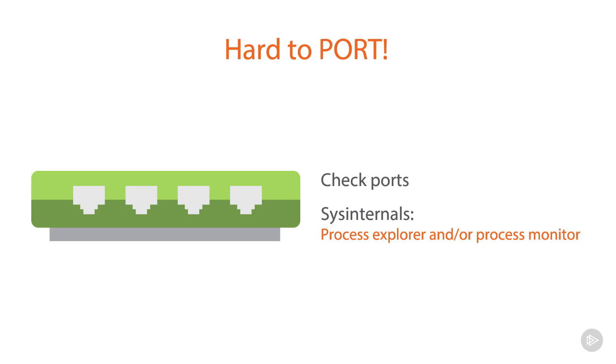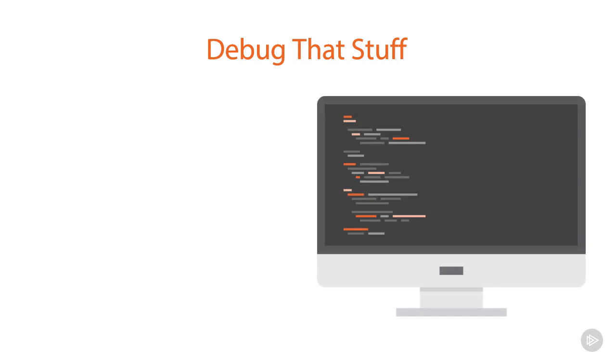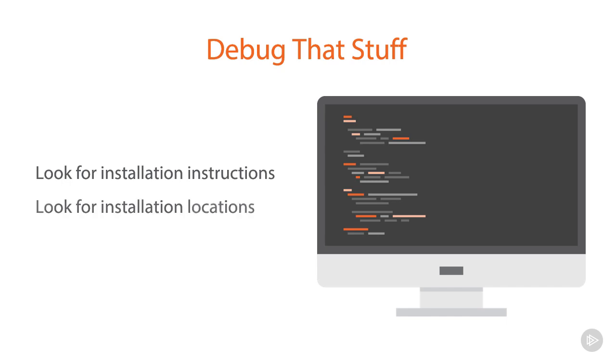The next step that you'd want to go through when you're analyzing your malware is to debug some stuff. So what we're looking for is the installation instructions, as well as the installation locations. Now, there are some specific locations that if I can get my piece of malware inside of those locations, such as the registry or even some specific directories, I can make sure that the application or my piece of malware will execute every single time.